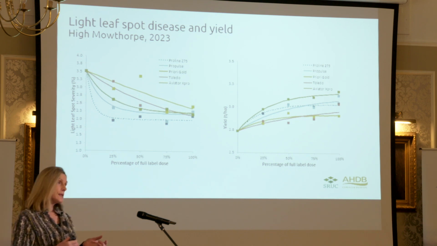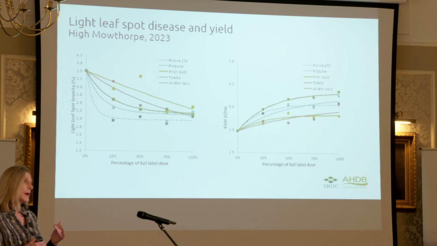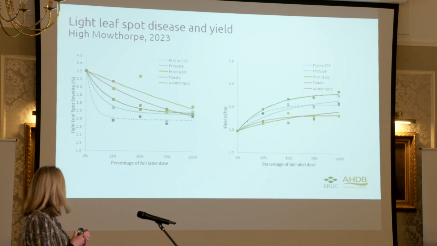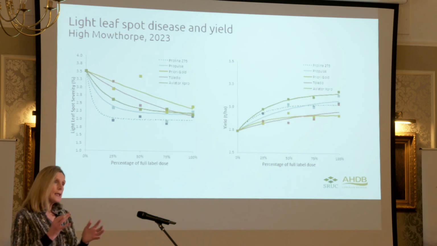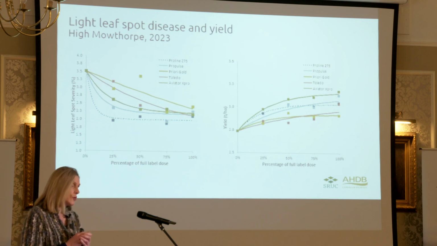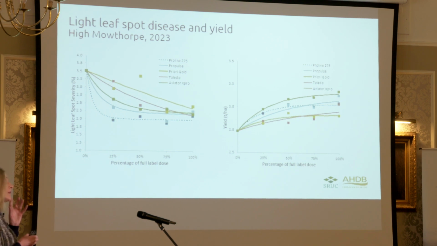We have a second site at Bog Hall just outside Edinburgh where the disease was very established as we were putting on the autumn sprays last year. So we didn't get disease control, so the data's not being shown. And I'll talk a little bit about the yields that we got at that site as well. But anyway, the story from High Mothorpe, I think, is quite convincing. Again, there was some disease as we put on the autumn sprays, so that we were in a slightly curative situation, which is challenging for the fungicides.